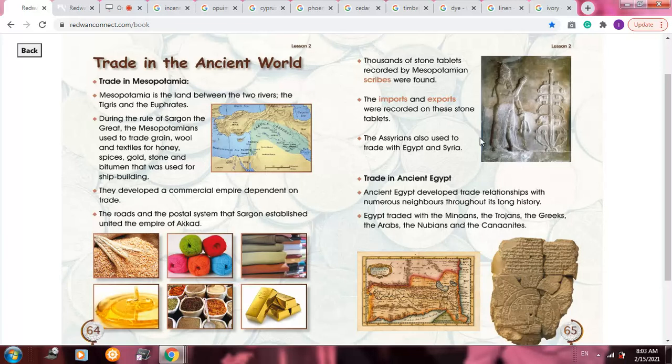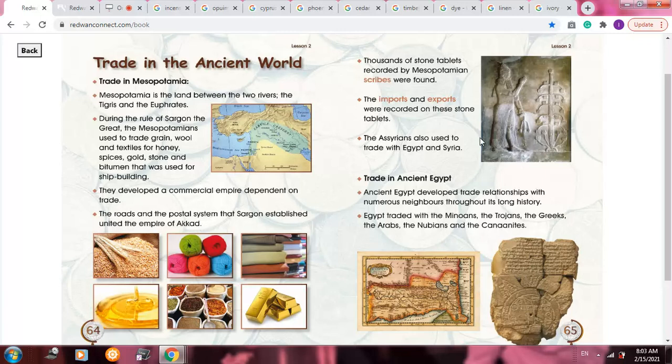Also, we said the Assyrians used to trade with Egypt and Syria, and we said the Assyrians is one of the nations that was following the Mesopotamian Empire. Okay? Then we're done with Mesopotamia and the whole trade system there. We went to trade in ancient Egypt.